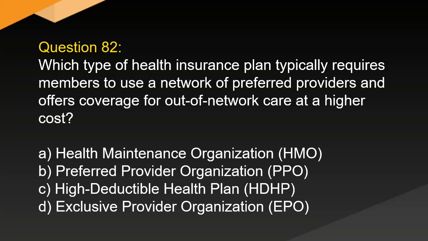Question 82. Which type of health insurance plan typically requires members to use a network of preferred providers and offers coverage for out-of-network care at a higher cost? A. Health Maintenance Organization, HMO. B. Preferred Provider Organization, PPO. C. High Deductible Health Plan, HDHP. D. Exclusive Provider Organization, EPO.